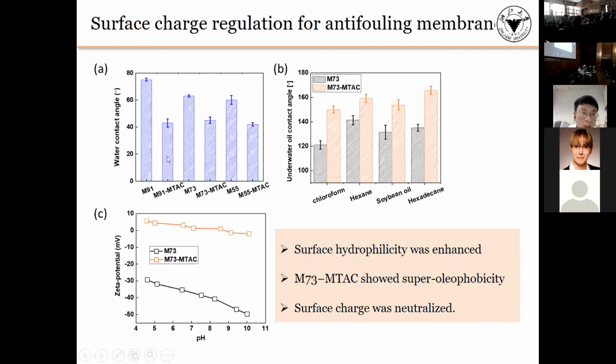We also characterized the water contact angle, and we found that the membrane becomes more hydrophilic. Then we also tested the underwater oil contact angle. We found the membrane becomes super oleophobic. Then we also tested the surface charge. Actually, you can see the surface charge is also neutralized. That means it has a high potential for antifouling.